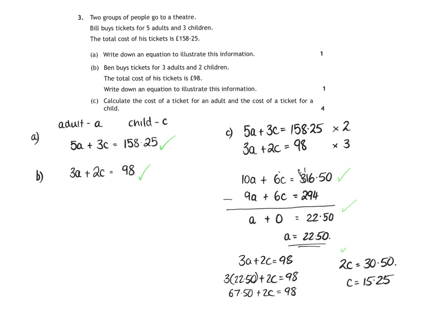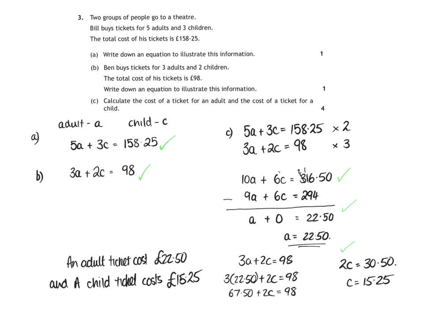And then there's actually a mark that at this point you wouldn't have got. Because it says the cost of the ticket, we need to communicate them in money. So we need to write an adult ticket costs £22.50 and a child ticket costs £15.25. And that is where you get your last mark. Because it's been asked about money, you need to put your answers in money to get that mark.